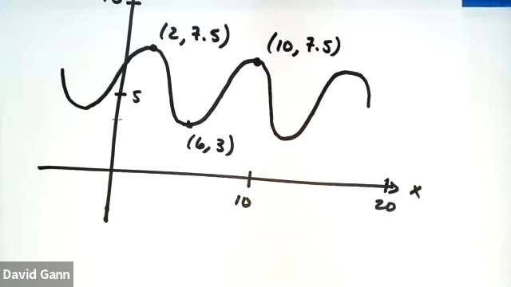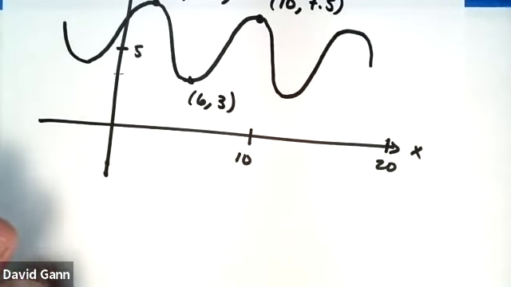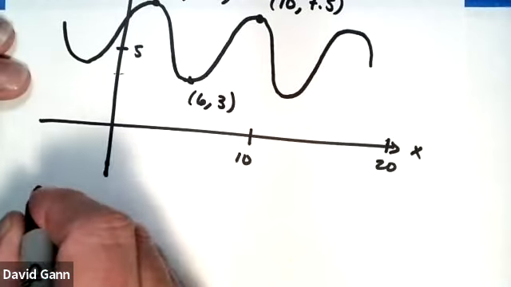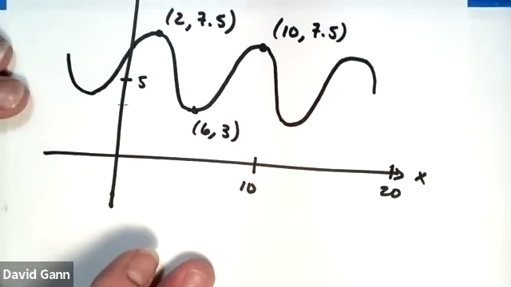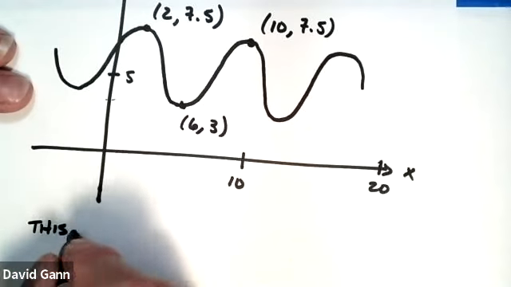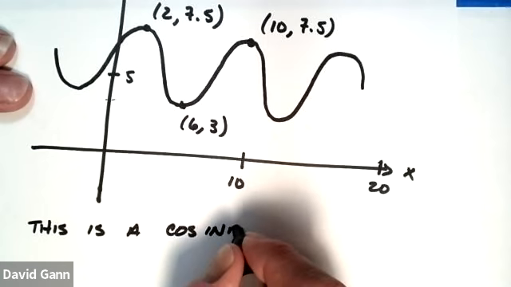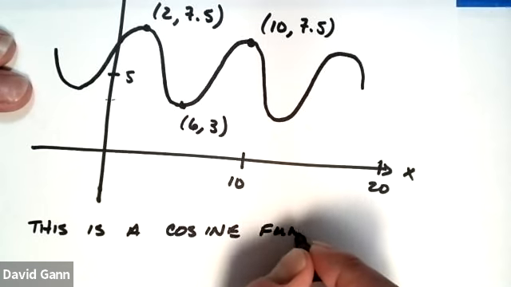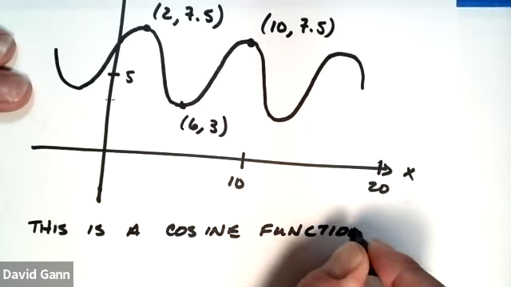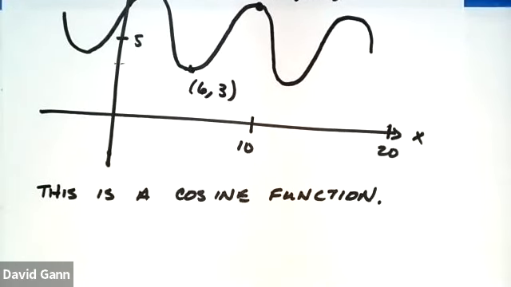Okay, so with those 3 points, we should have enough to determine A, B, C, and D. So first off, to make it simple, let's make this a cosine function. We did a sine last time, so this seems appropriate.